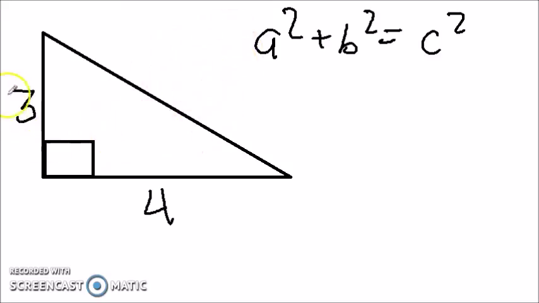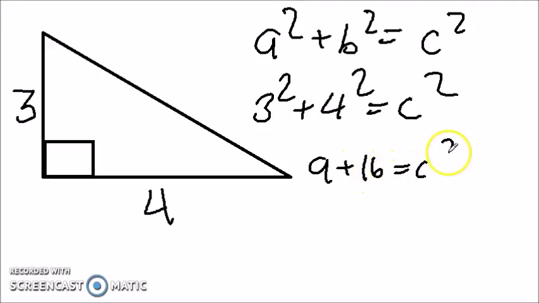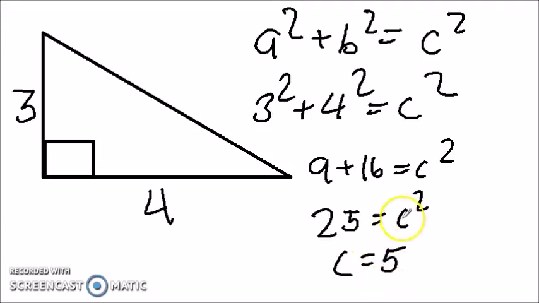So let's see, length 1, 3 squared plus length 2, 4 squared is equal to c squared. So 3 squared is 9 plus 4 squared is 16 is equal to c squared. So 9 plus 16 is equal to 25 is equal to c squared. Which means c is equal to the square root of 25, so it's 5. So we know the hypotenuse is 5.